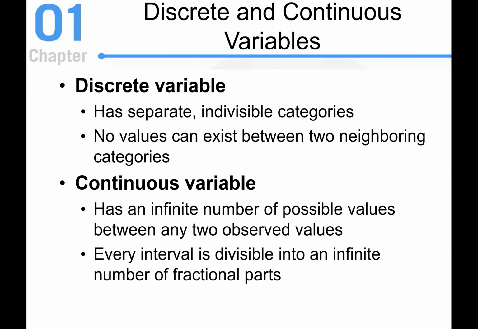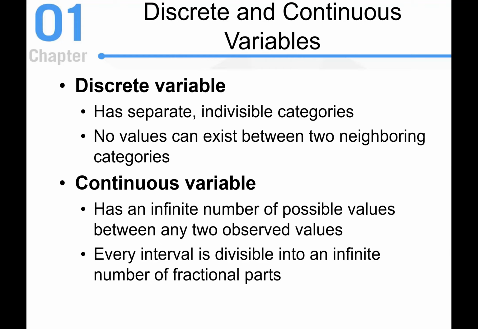Another one is, let's say I have a test that I created that measures personality. And there are three types of personalities: personality A, personality B, and personality C. I give people the test. You could only have one of those personalities, A, B, or C. You can't have A and C, or A and B, or the middle of A and B, or the middle of B and C, or the middle of A and C, et cetera. These are separate categories. They're indivisible. Can't divide them. And there are no values that exist between the categories. They're separate. So that's a discrete variable.